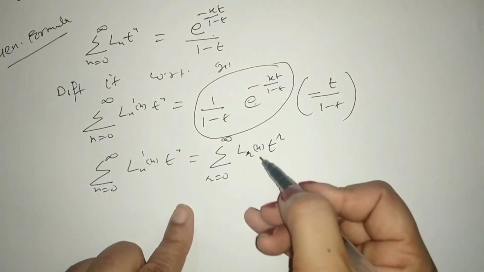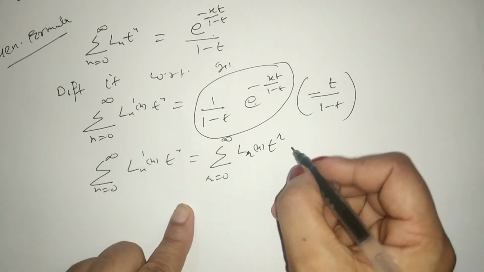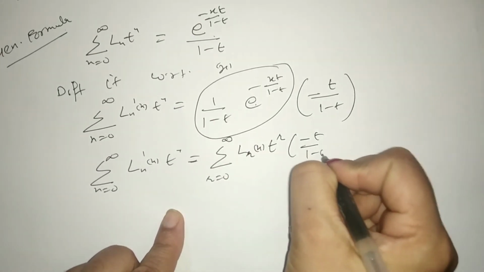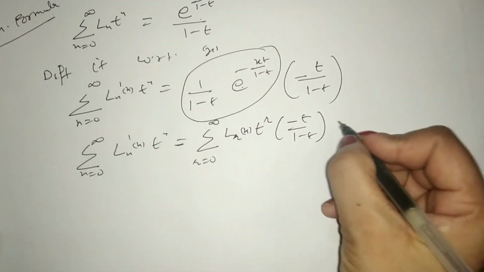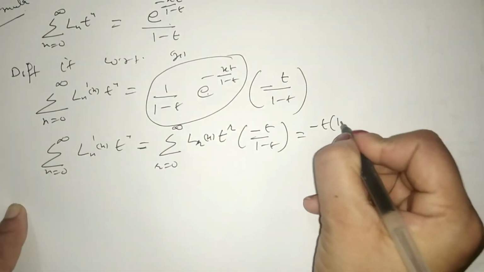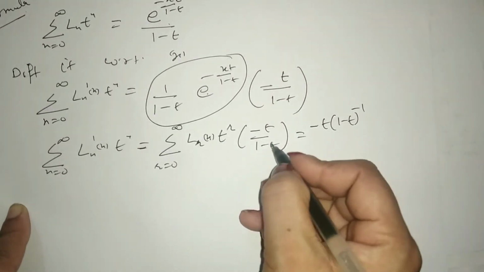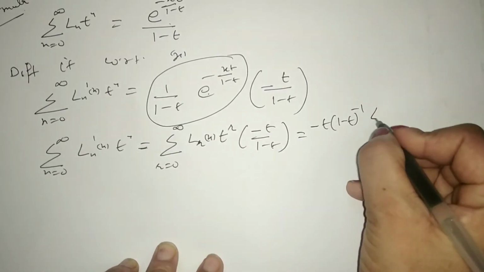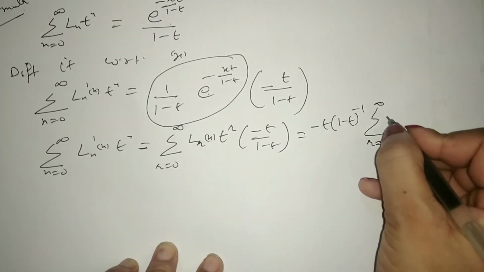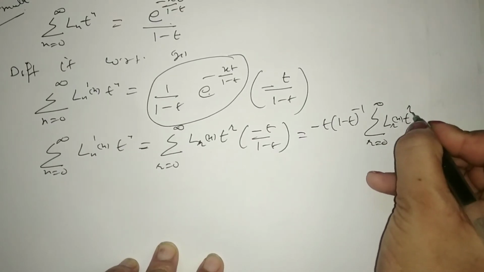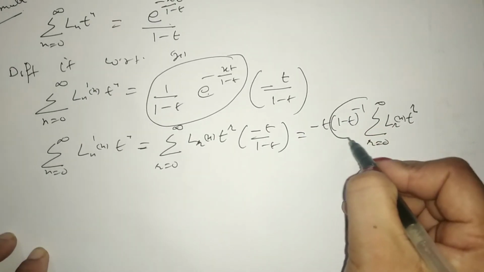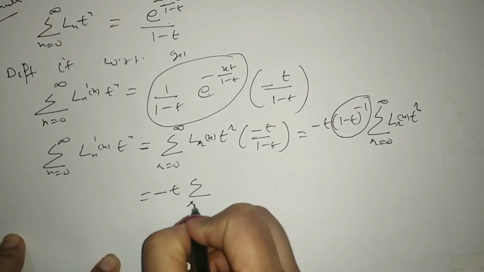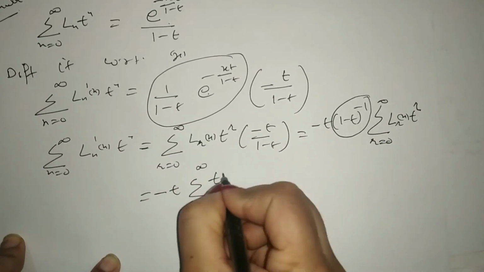We change n to r in the case of the third recurrence relation, writing all the terms as they are, minus t upon 1 minus t. Right, now this is minus t into (1 minus t) raised to power minus 1. It is in the denominator, so we take it in the numerator by giving the power minus 1, with the summation of L_r(x) t^r as it is. Now we use the binomial formula here, which gives minus t into the summation, s varying from 0 to infinity, of t^s.